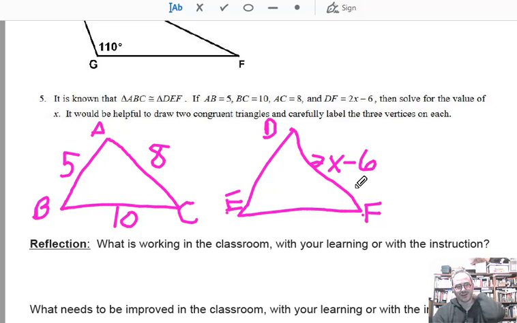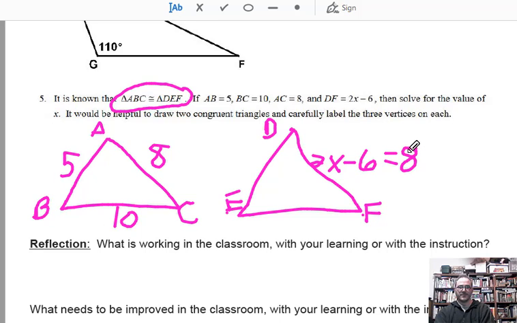All right, then solve for the value of x. How do I solve for the value of x? Well, I'm told that these 2 triangles are congruent. That means their side lengths are the same. If this is 5, then this is 5. If this is 10, then this is 10. If this is 8, well, then that's 8. Well, you can solve this, right? 2x minus 6 equals 8. You can find x there. That should be an easy one.